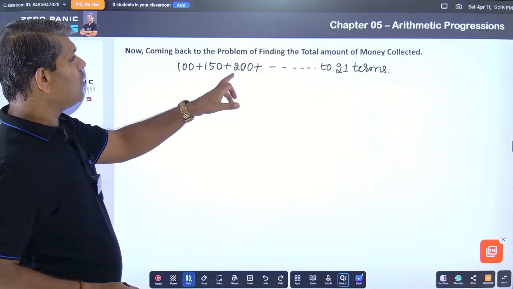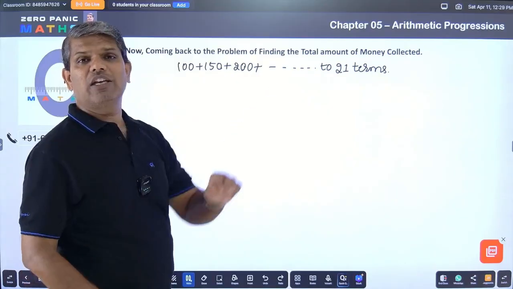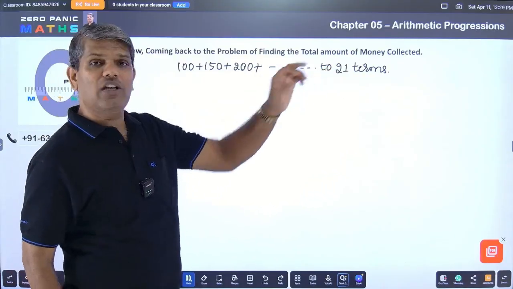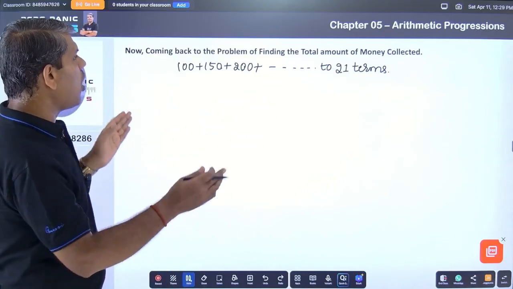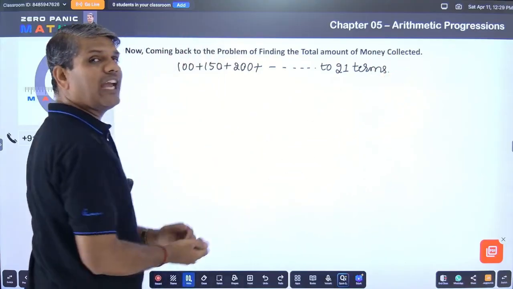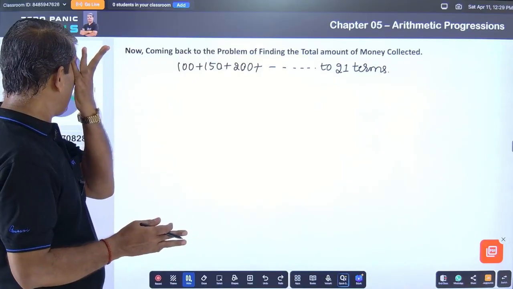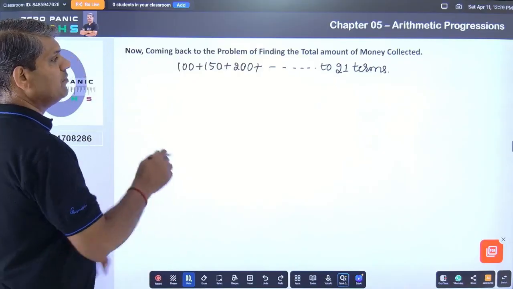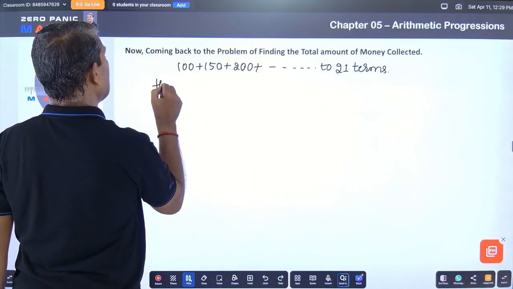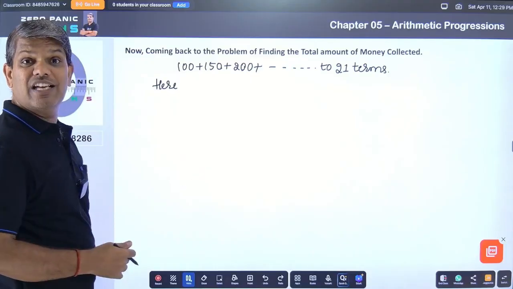What will be the total amount of money when her daughter becomes 21 years old? So there will be 21 such terms. I don't know what the 21st term is, but I want the sum of all this money added 21 times with an increment of 50 in every term. This is my problem, and we had a formula. Now here, what is given and how can I make use of the formula that we just derived?